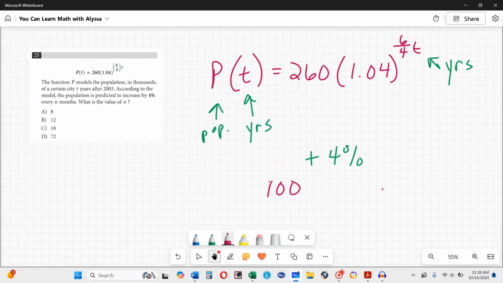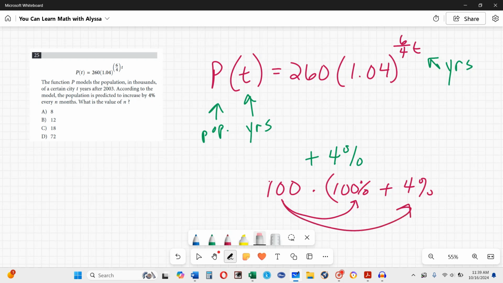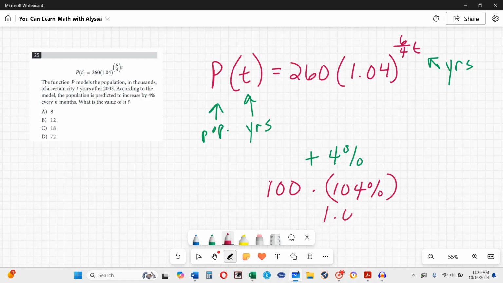Say 100 increased by 4%. Do I just multiply that by 4%? No, I would get 4. That's not telling me what 100 plus another 4% is. It's just telling me what 4% of 100 is. No, you have to multiply it by 100% plus 4%. So 100% takes care of what you started with, and then it's the additional 4%. So 100% plus 4% is 104%, which I can also write as 1.04.